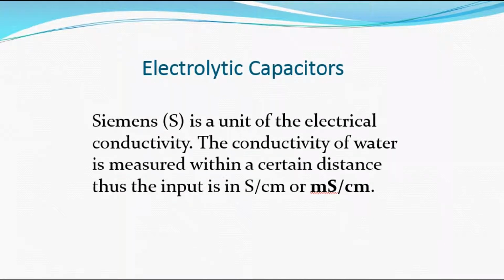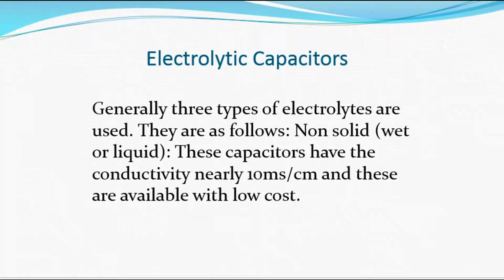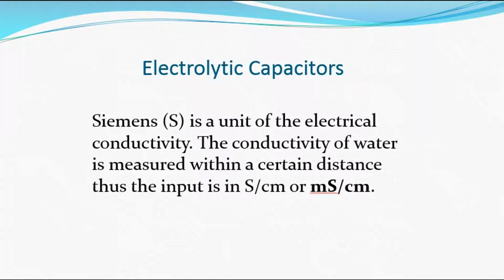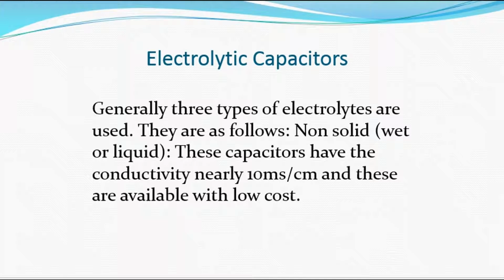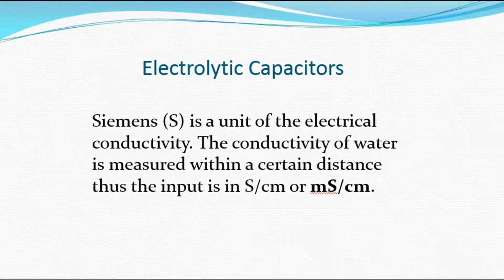Now, this 10 mS/cm, I want you to understand the meaning of what I mean. That S stands for Siemens, which is a unit of electrical conductivity. It is there because the non-solid type is wet or liquid, so it has to be involved in this particular area. That is why it's there. So I want you to understand that Siemens is the unit of electrical conductivity.